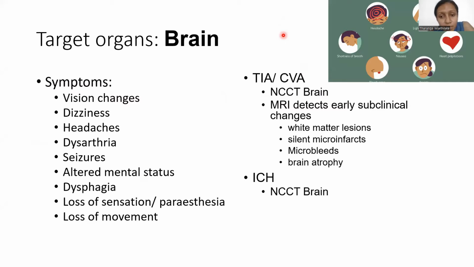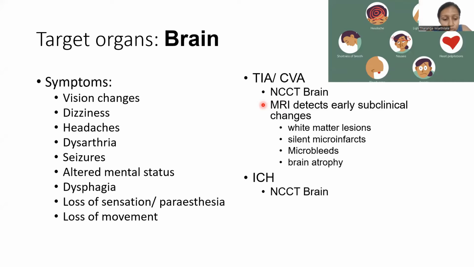The standard investigation that we would do is an NCCT brain, non-contrast CT brain. Next most important thing comes in management, but we'll talk about it later. Now, we say the standard of care in our country is NCCT brain. But having said that, it's good to know that MRI can detect early and subclinical changes, especially changes of hypertensive encephalopathy, because you can't see any structural change due to hypertensive encephalopathy in NCCT brain.